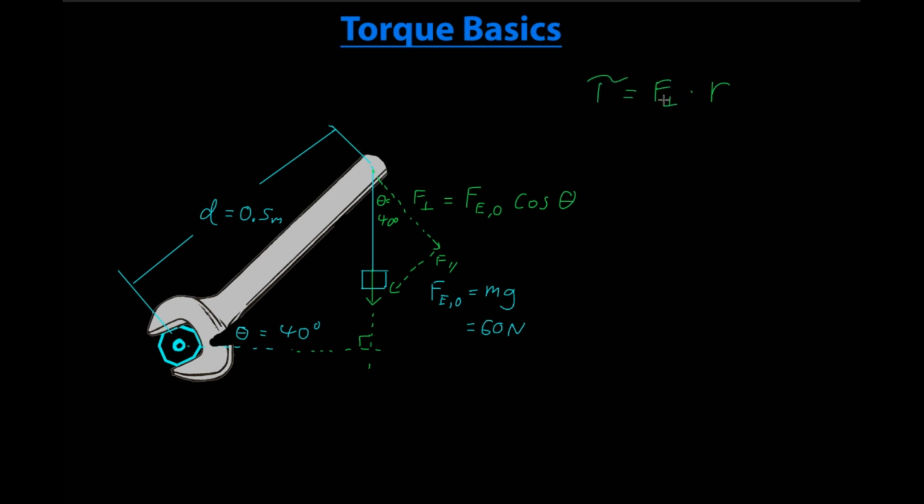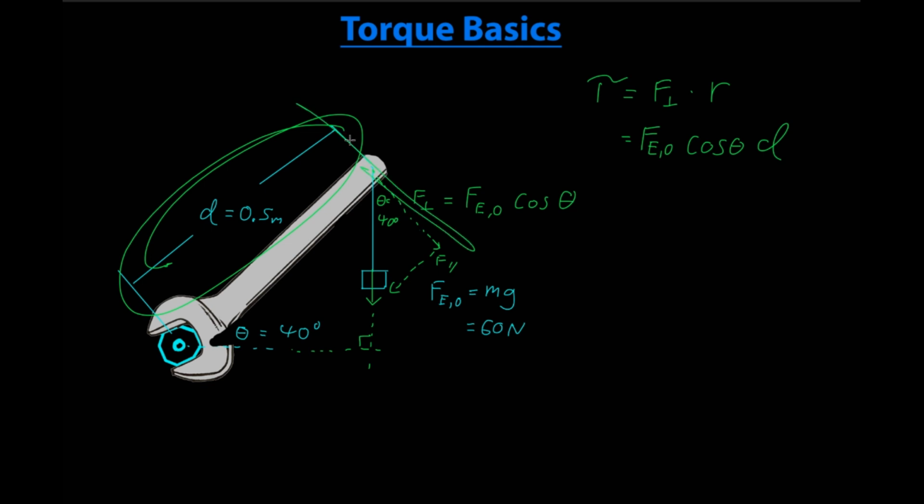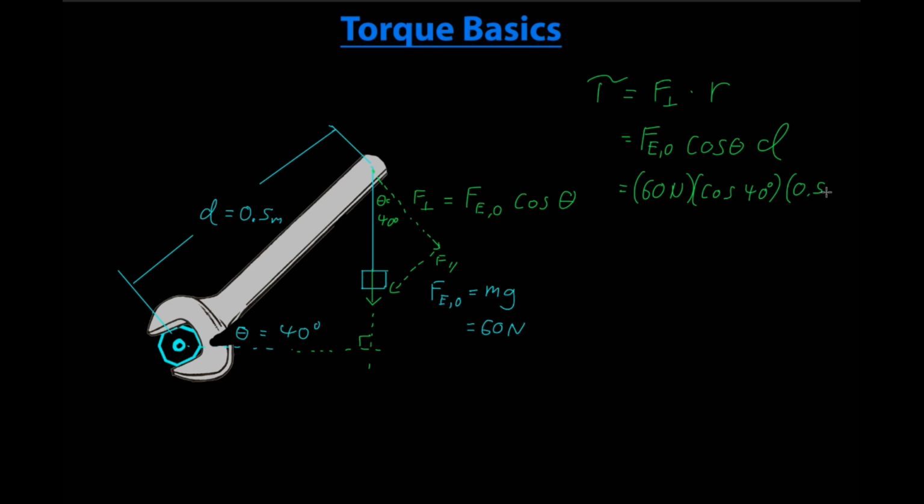So torque is force perpendicular times radius. Our full equation is going to be force earth on object times cosine theta, because that's perpendicular force, times d, which is our lever arm distance between the axis and the perpendicular force. 60 newtons, cosine 40 degrees, times 0.5 meters.